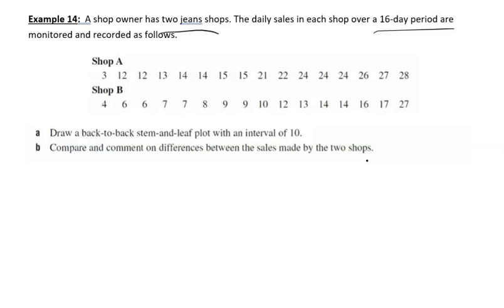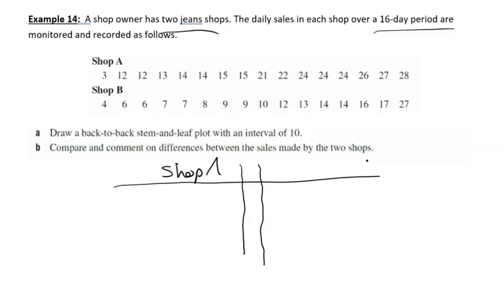So our stem is going to go in the middle. So we're going to get a big old line like that. Here's our stem. We don't have any more than 2 digits, so our stem will be a single digit. And then our leaves will go on one side. We'll call that shop A, and we'll call this one shop B.